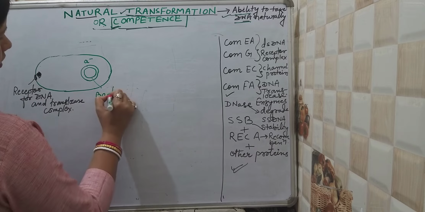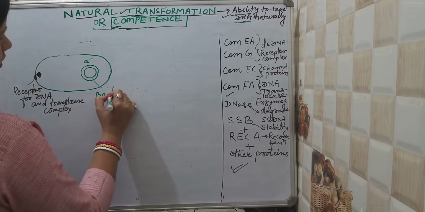And here this is the foreign DNA or exogenous DNA, which is present in the extracellular environment. And this bacterium is competent. So here I'll write competent cell. Competent bacterial cell.